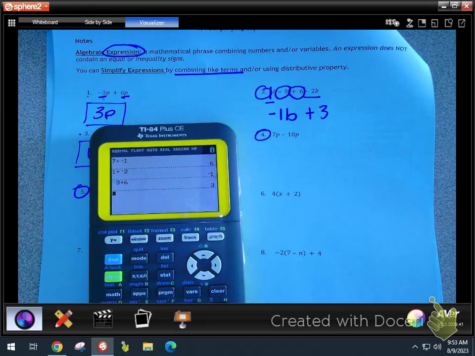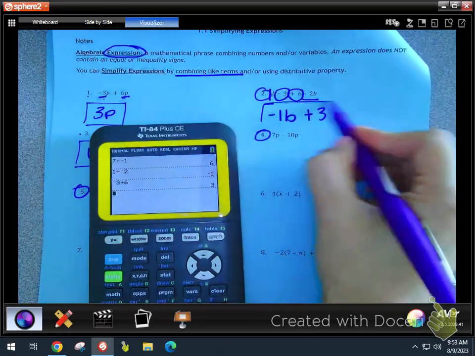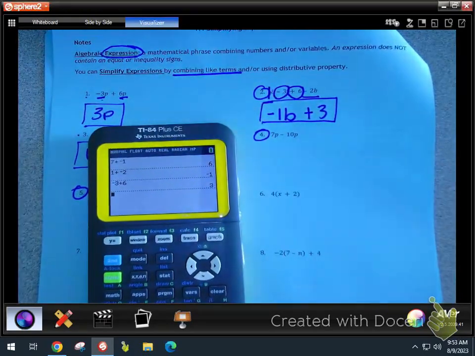What if I had a negative 3? What sign would I put in the middle? A minus sign. Okay, question. This is a perfect answer. This would get you full credit, 100%. Is this right also?